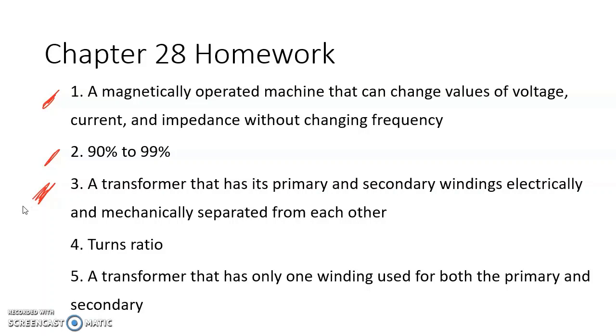And number 4, all values of a transformer are proportional to its turns ratio. It's literally the number of turns on the primary versus the number of turns of wire on the secondary. And number 5, what is an autotransformer? Unlike an isolation transformer, an autotransformer has only one winding, and that is used for both the primary and the secondary.